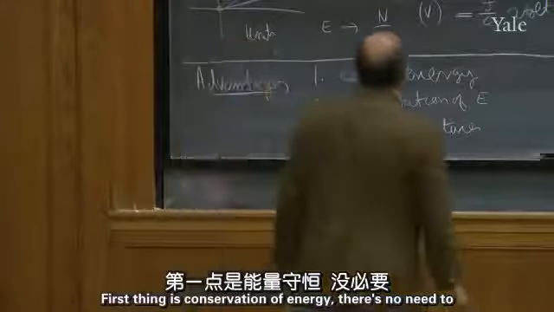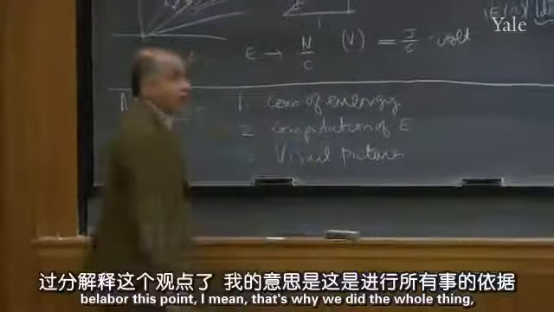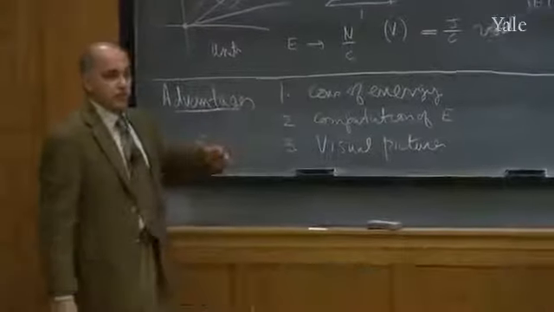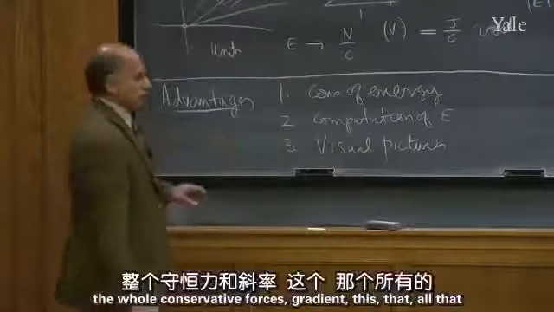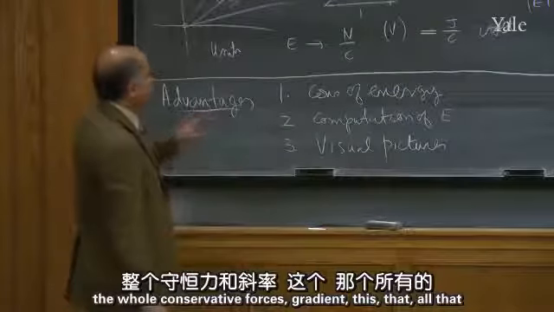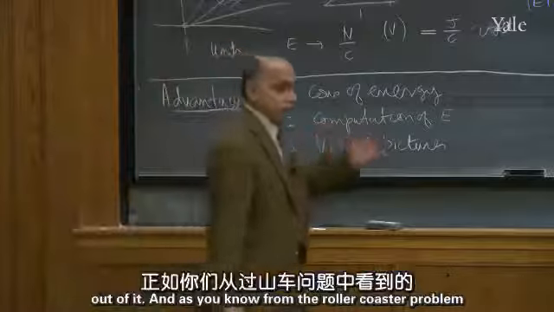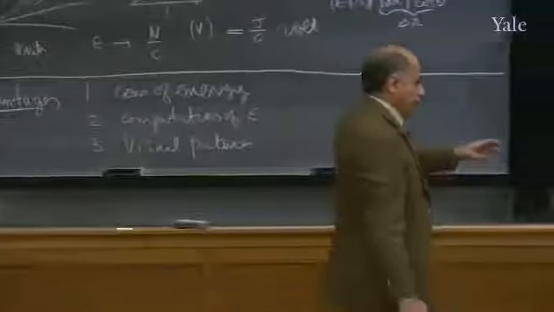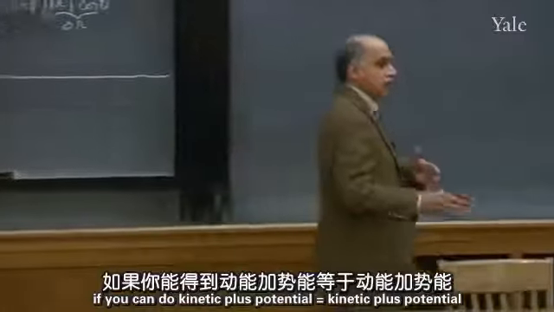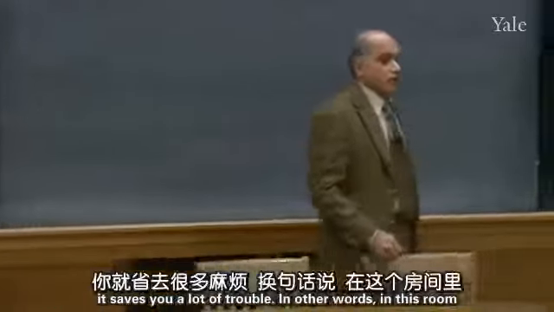First thing is conservation of energy. There is no need to belabor this point. That's why we did the whole thing. The whole conservative forces, gradient, all that was to make sure in the end you can get a potential energy out of it. And as you know from the roller coaster problem, if you can do kinetic plus potential equals kinetic plus potential, it saves you a lot of trouble.